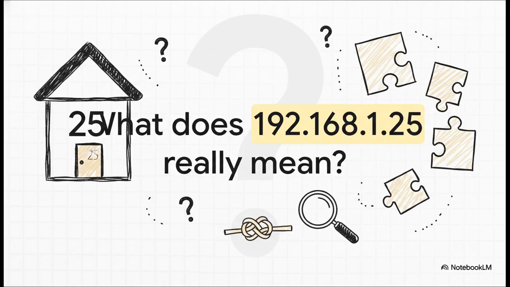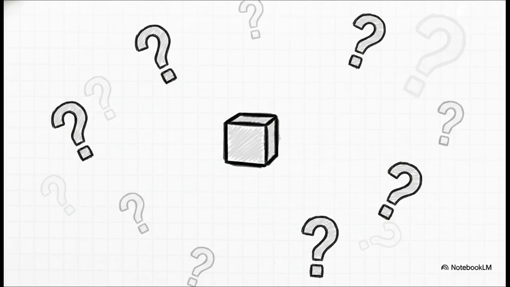So let's start with a little mystery. You've seen an IP address like this a million times. 192.168.1.25. But what is it actually telling you? Well, on its own, not much actually. It's kind of like having a house number, but you don't know the street, the city, or the zip code. It's a puzzle with some really important pieces missing. I mean, without any other context, this string of numbers doesn't tell us a whole lot.